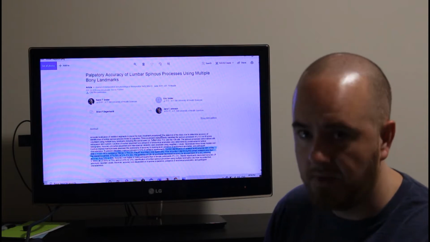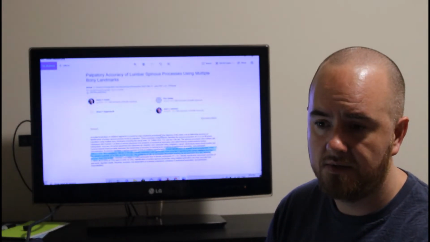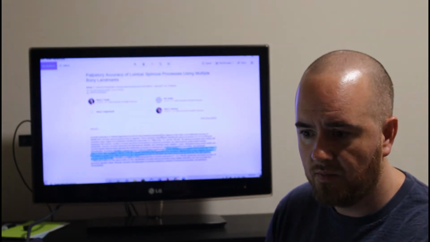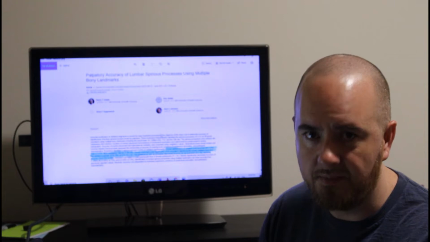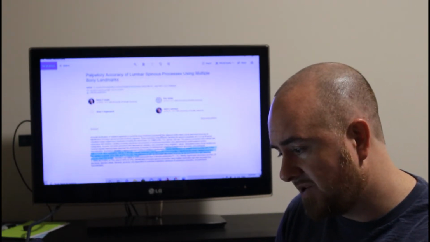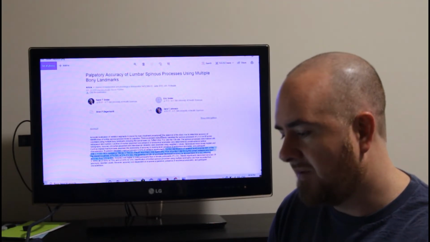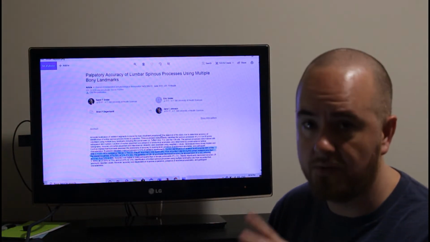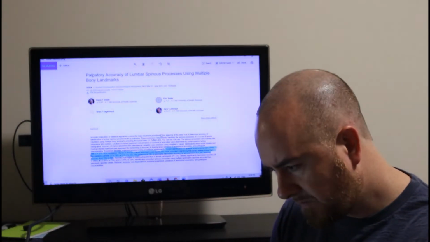69% of the time, 3 people were able to accurately identify appropriate vertebral levels. So they were saying, go find L3. 69% of the time, they were able to find it. That's the average. Faculty examiners were significantly more accurate in identifying the correct vertebral level than the resident examiner. So it seems like there were 2 faculty examiners and 1 resident.